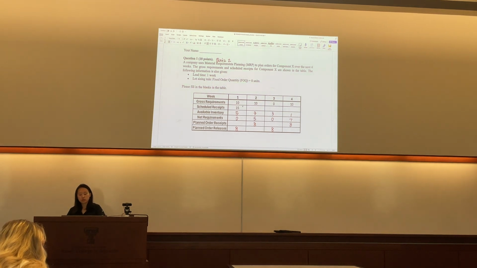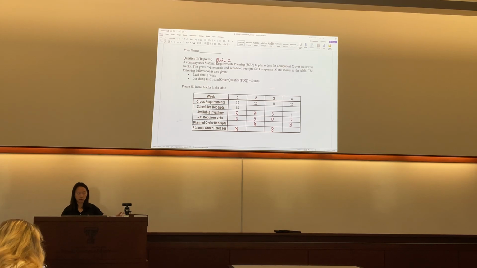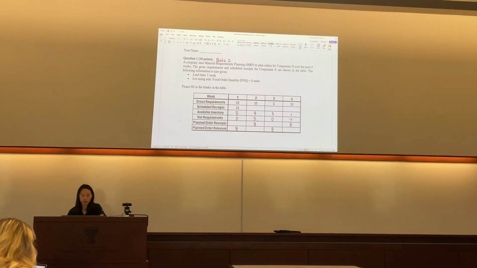And then we move to the second column, week 2. We need 10 units again, and currently we have 5 units from week 1 as the inventory. We used all that inventory, and we still need 5 more. So that's why we have 5 in the net requirement. Okay, and according to the lot sizing rule, we have to place an order of 8 units. So we plan to receive 8 units for week 2 to cover the net requirement.